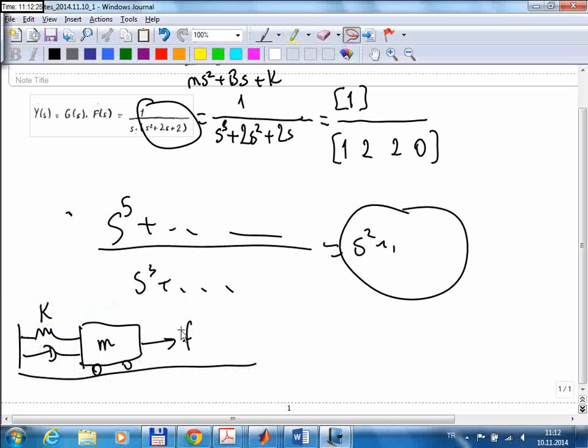So if the spring constant is 2 here, this is newtons per meters, if you apply 2 newtons of force, there will be 1 meter deflection. Okay, but instead, if this is 5 newtons per meter, then for 2 newtons of force, there will be less deflection, right?